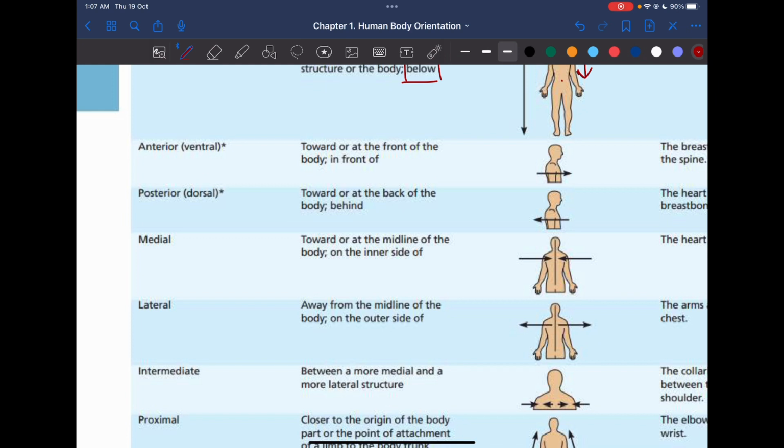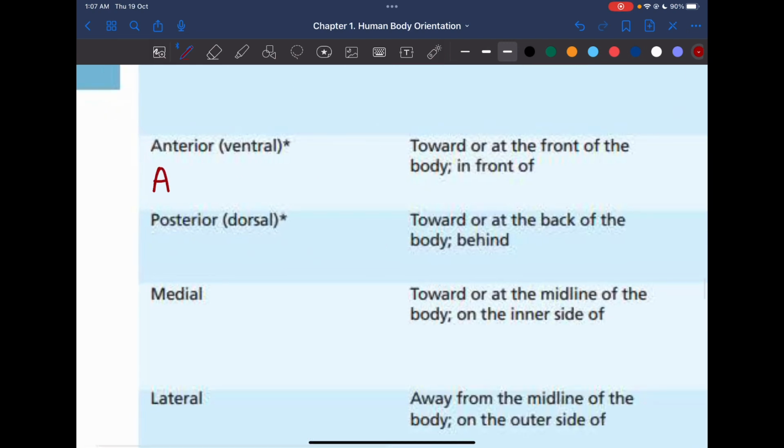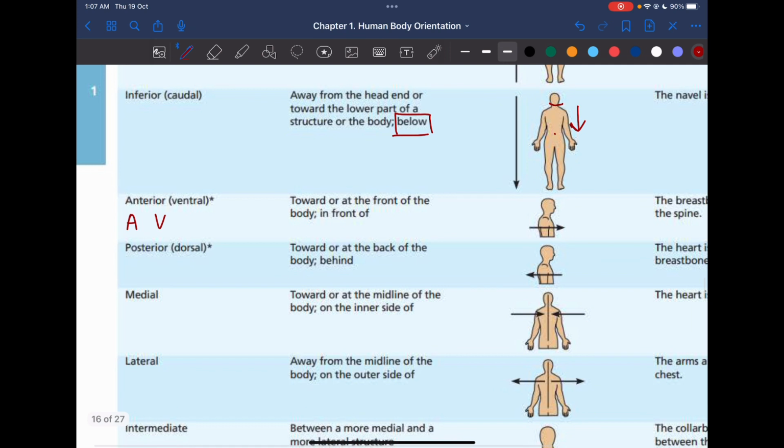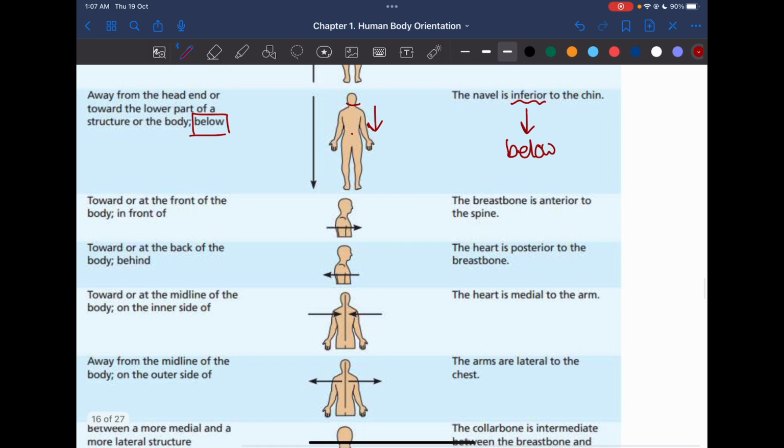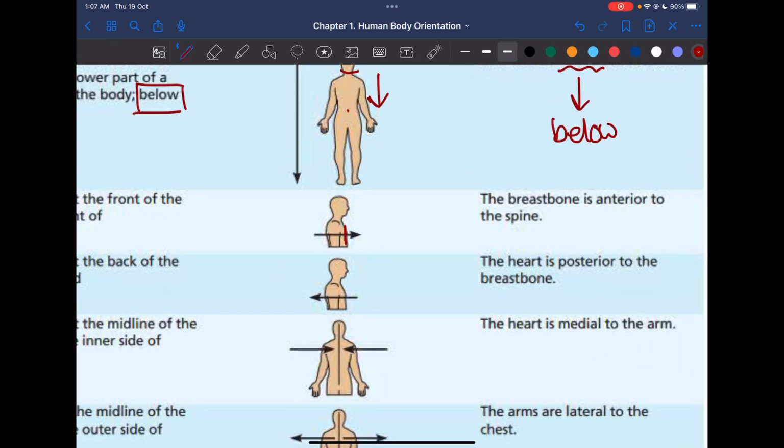Okay, next thing. Anterior or ventral. An easy way to remember the word, and that these two mean each other: you have the letter A and you have the letter V. They're basically flipped. If you flip A and you delete the line, it's basically a V. So anterior is ventral. Here they're saying toward or at the front of the body, which is in front of. Anything that's anterior or ventral, it's in front of.